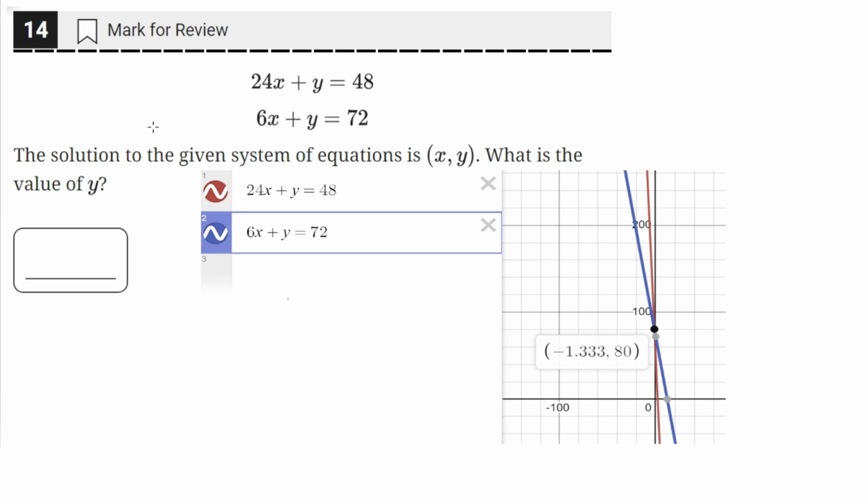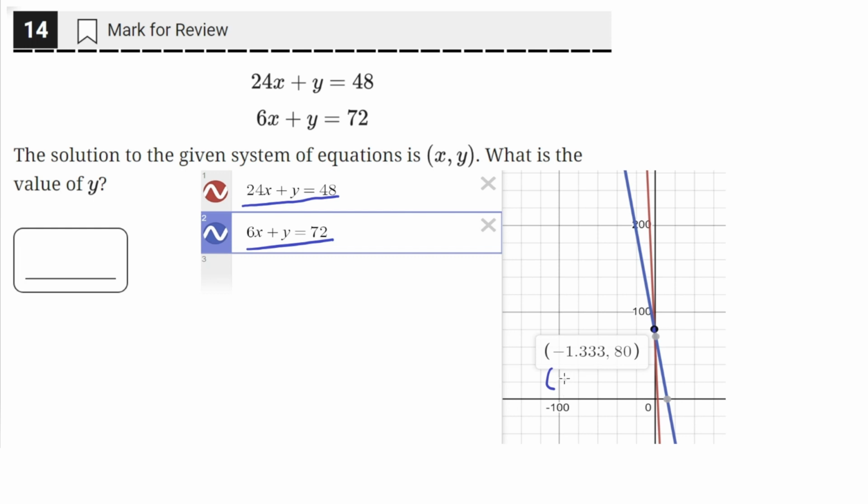Okay, so I graphed the two lines, 24x plus y equals 48, and 6x plus y equals 72 in Desmos. The red line is the first equation, and the blue line is the second equation. And then we can just click on where they intersect. Once you're in Desmos in the testing application, you can zoom in to make sure that they actually intersect here. And when you click on the point of intersection, it'll give you the coordinates.